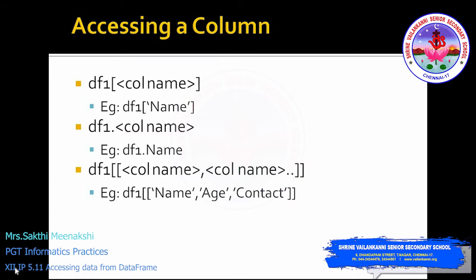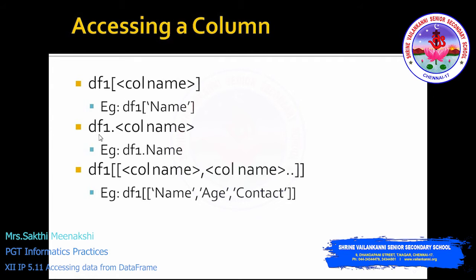The first one is accessing a column. If you want the whole column's values, how do you fetch them? There are two ways. The first is with the square bracket. You have to write the data frame object name and use the square bracket. Inside the square bracket you have to mention the column name. The example is given here. All values in the name column will be displayed here.